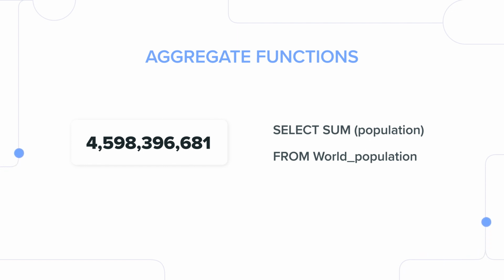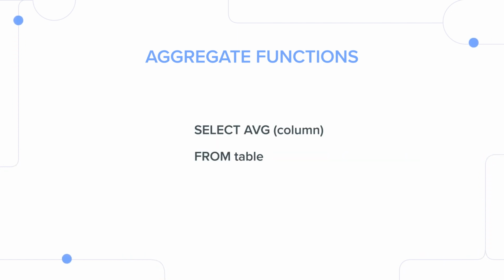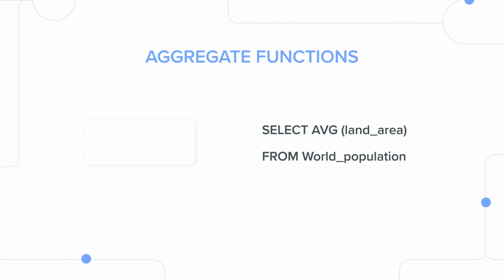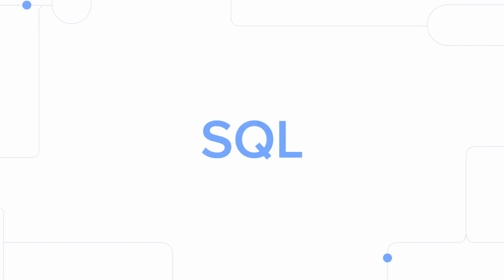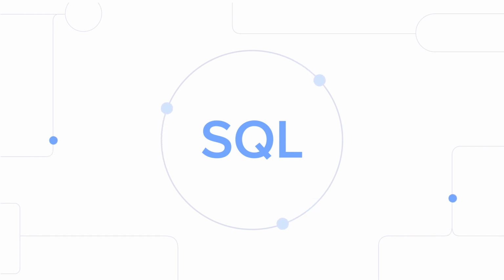Let's use the average function now. This function will return the average of all values. Now I'll write a query to calculate the average of the land area. Here's the result. As you can see, you can execute queries, retrieve data, and perform calculations by using SQL. These are some examples of how you can use SQL and write your first queries.